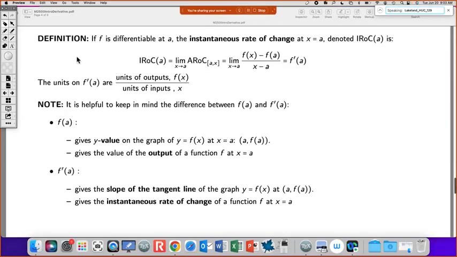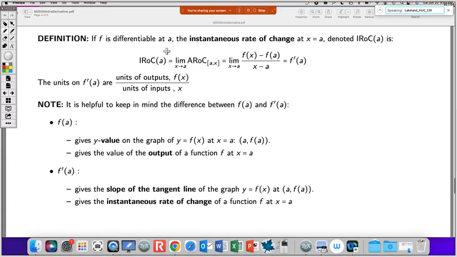So that's another way to think about what's happening here: calculus gives you the instantaneous rate of change by taking a limit of the average rate of change. And so this is a nice little thing to remember: the difference between the function value and the derivative, both geometrically and in terms of inputs and outputs.